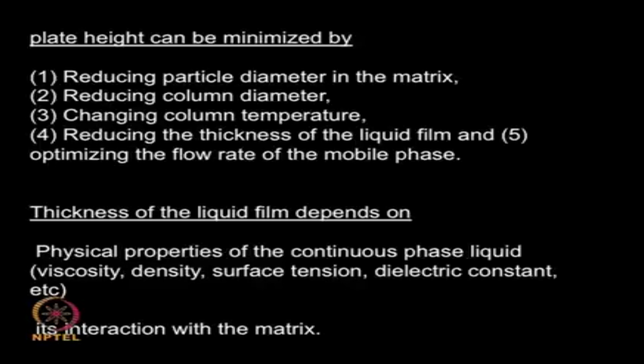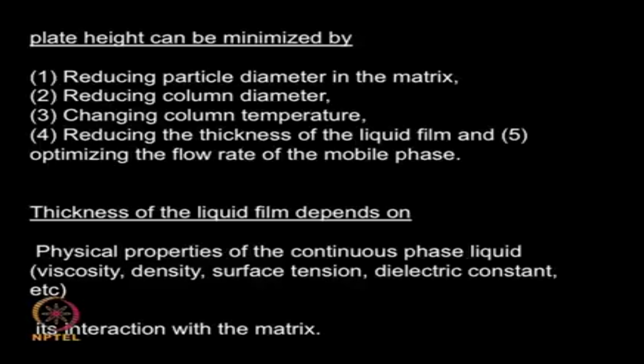Changing column temperature, yes I could change column temperature, but if I am handling proteins I do not want to affect the stability of the protein by increasing column temperature. Reducing the thickness of the liquid film: if you have any liquid present on the stationary phase and I reduce the thickness of the liquid film, I will be able to improve the plate height. Optimize the flow rate of the mobile phase: I need to adjust the flow rate of the mobile phase so the plate height becomes good.